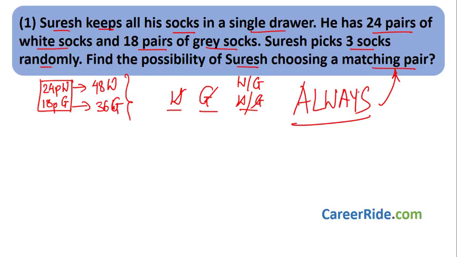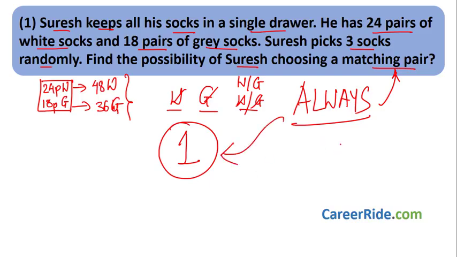So every time the probability will be nothing but 1. There is no chance, or there is nothing like 4 by 6 or 1 by 2 or something like that. Suresh will always get a matching pair. Whenever an event always occurs, the probability is 1.